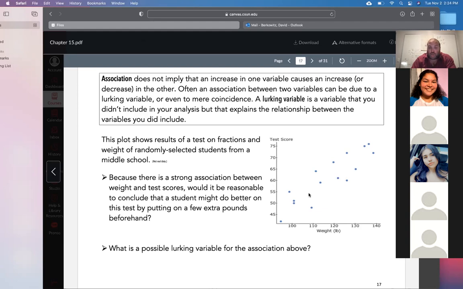It's not that the weight causes you to do better, but as a general rule, who weighs more? People that are older. And people that are older are probably going to be better at math than people who are younger. Right? Makes sense? So again, there is a lurking variable, age, going on behind the scenes. We agree? Okay.